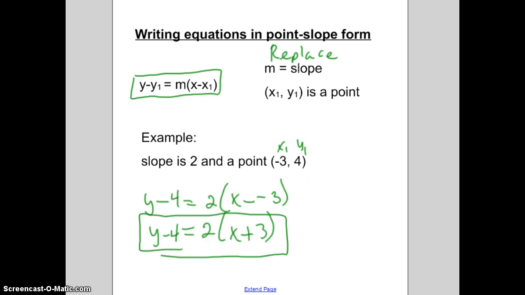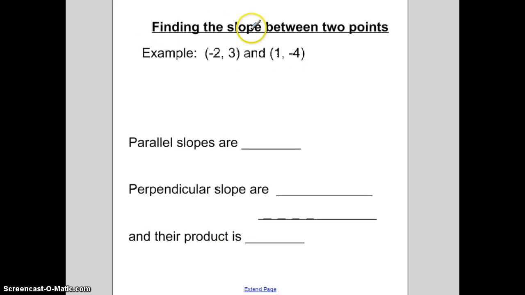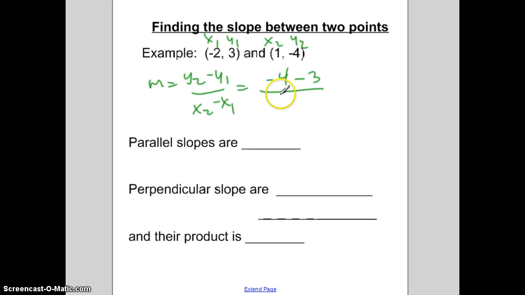There's an example. There's plenty more in your book if you need it. Find a slope between 2 points. So you guys know this formula, y2 minus y1 over x2 minus x1. If you don't, make sure you know that. x1, y1, x2, y2. So you've got a -4, y2, minus the 3, which is the y1. Start with the x2, x2 minus the x1, so it's a -2.